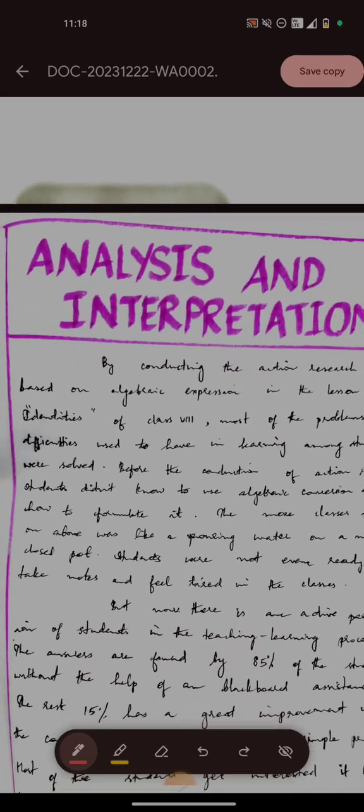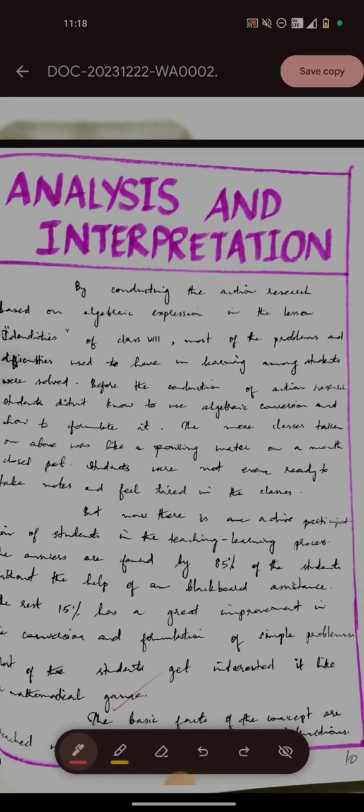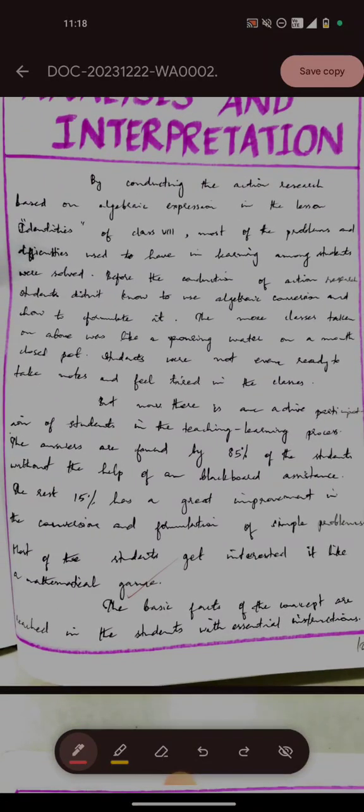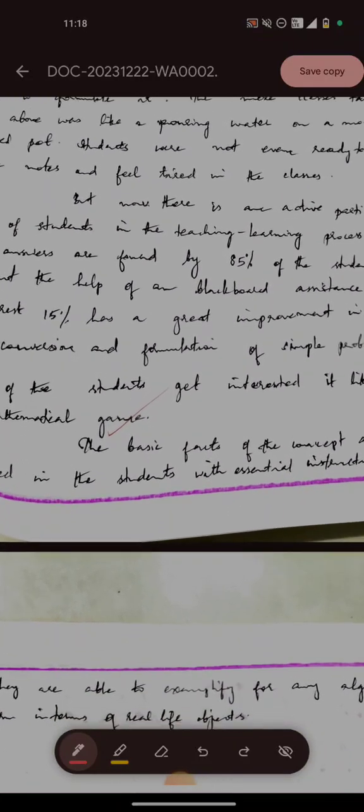Next is analysis and interpretation. In the analysis and interpretation, we interpret the results after conducting the action plan. Is there any improvement in the students' learning, or is there any evident progress that we can analyze and write as a percentage. It will be helpful if we also mention any particular technique that was really helpful for achieving the objectives.